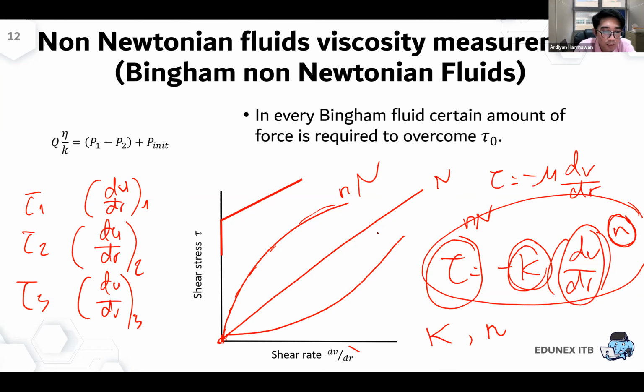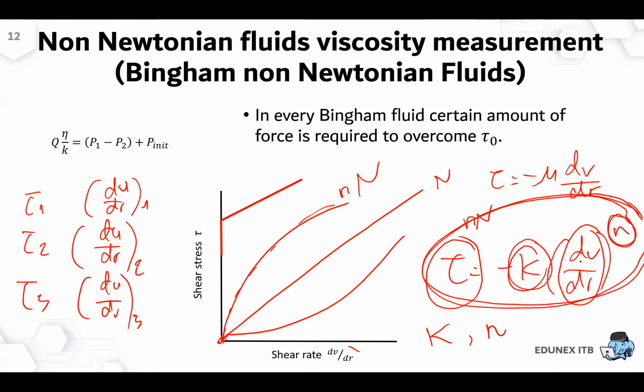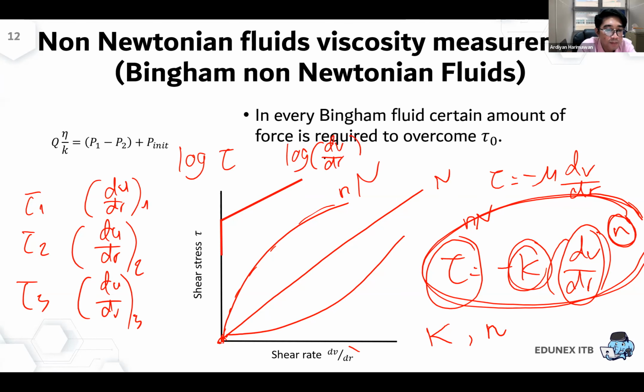If you just plot this one, it's difficult. If you directly plot the shear stress with the shear rate, you can use MATLAB or other optimization tools to get the K and n. But if you do not have those kind of simulation tools, you can make this equation linear. How to make this equation become linear? Take the natural logarithm, yes, correct. You can take the natural logarithm or the logarithm. So you can plot log tau against log shear rate. You will have n as the slope.